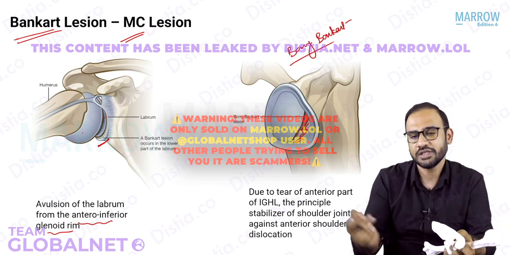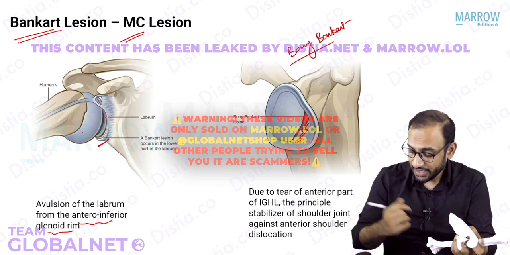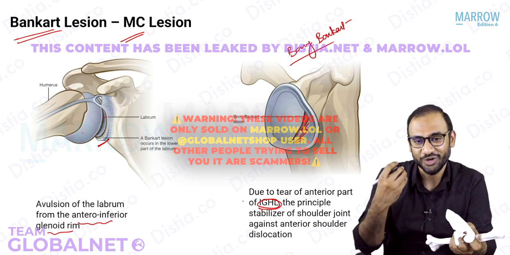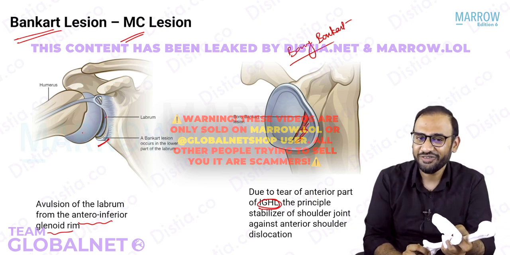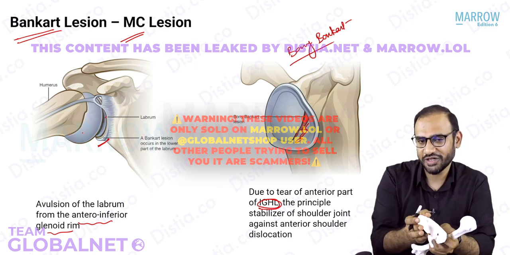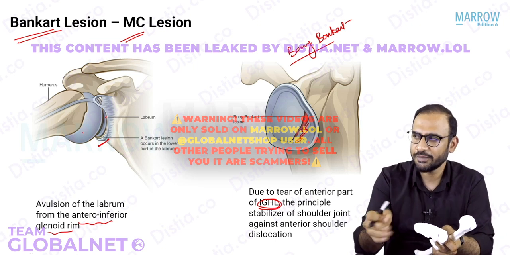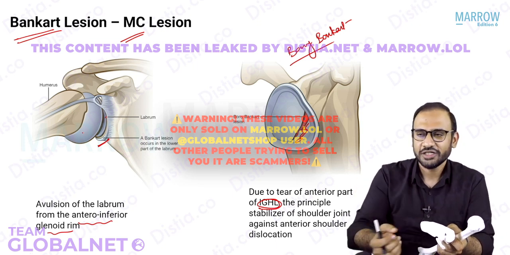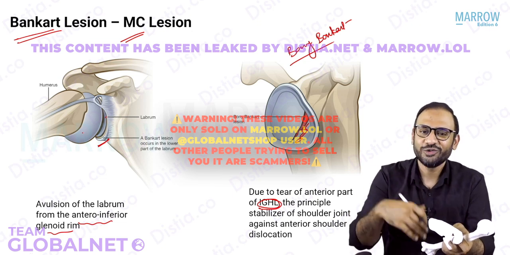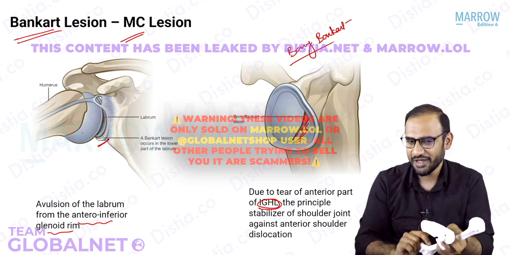Sometimes they ask you, what is attached to this antero-inferior part of the glenoid labrum? It is the inferior glenohumeral ligament, the principal stabilizer of the shoulder. So if you have a Bankart lesion that has occurred because of the shoulder dislocation, it invariably means that the IGHL, the inferior glenohumeral ligament, is also injured, which means the principal stabilizer is injured, which means the shoulder will go into further instability, right? Keep that in mind. We'll discuss in the MCQs.